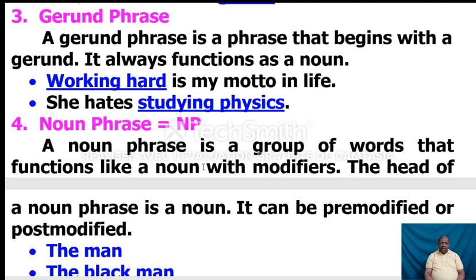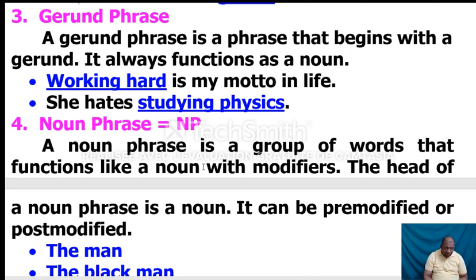Noun phrase, NP. A noun phrase is a group of words that functions like a noun. So, what's the difference between a noun and a noun phrase? A noun, one word. Noun phrase, more than one. This is the difference that we have.